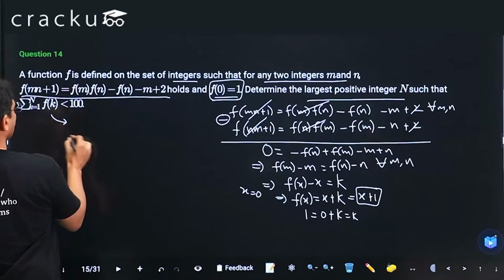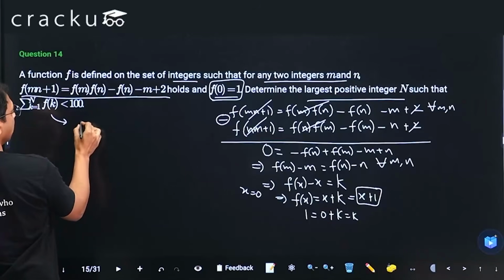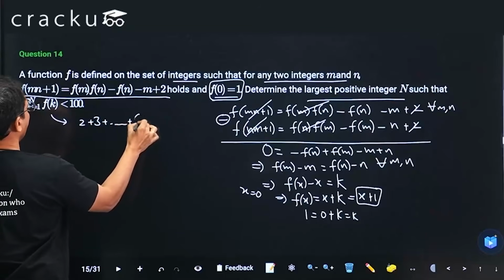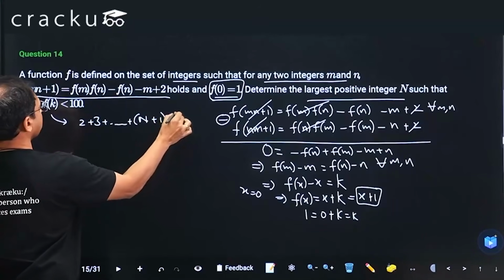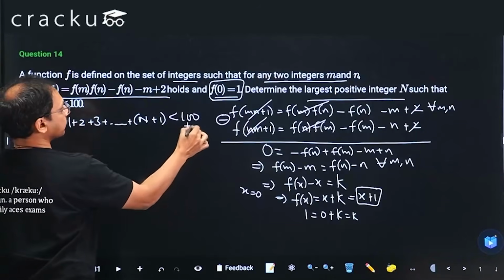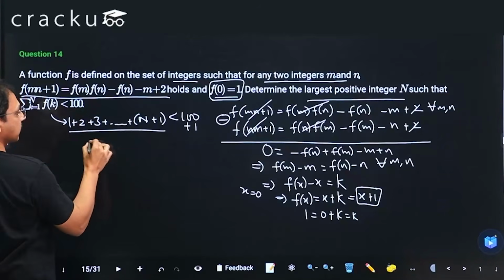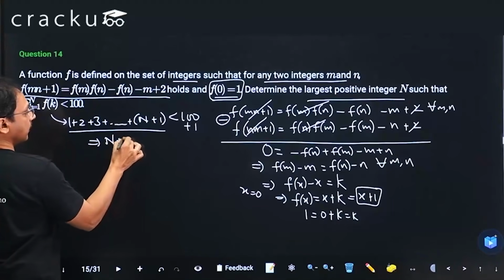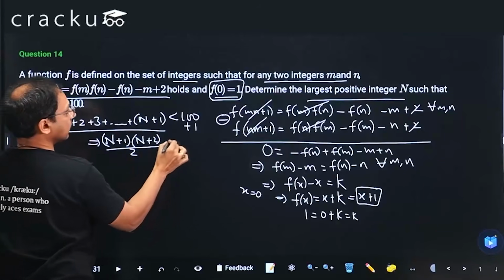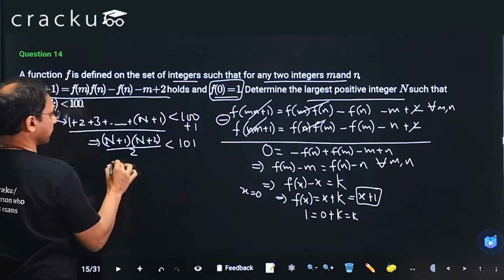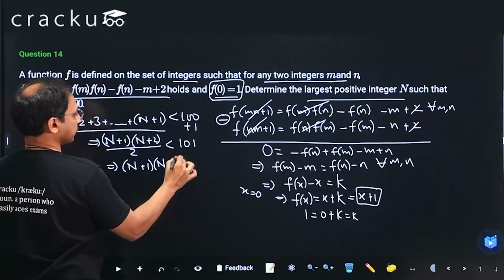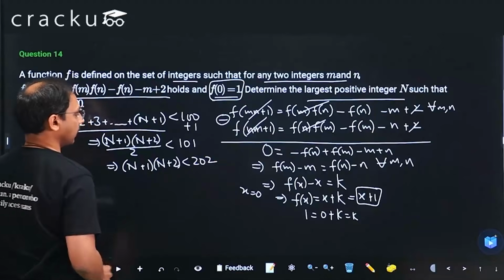So this part will become, when I put k is equal to 1, I'll get 2. When I put k is equal to 2, I'll get 3, and so on till n plus 1. Provide 1 on both sides. The sum of first n plus 1 natural numbers, (n plus 1)(n plus 2)/2, is less than 101. (n plus 1)(n plus 2) is less than 202.